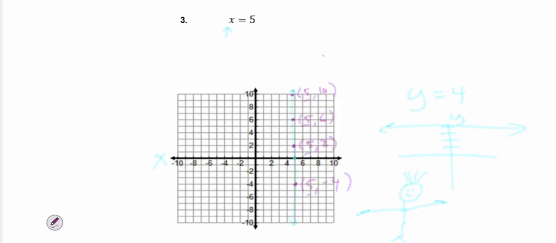Let me clear that. For your test, you don't have to draw all the person with their arms out or any of those points. It's just a straight line going through x equals 5.